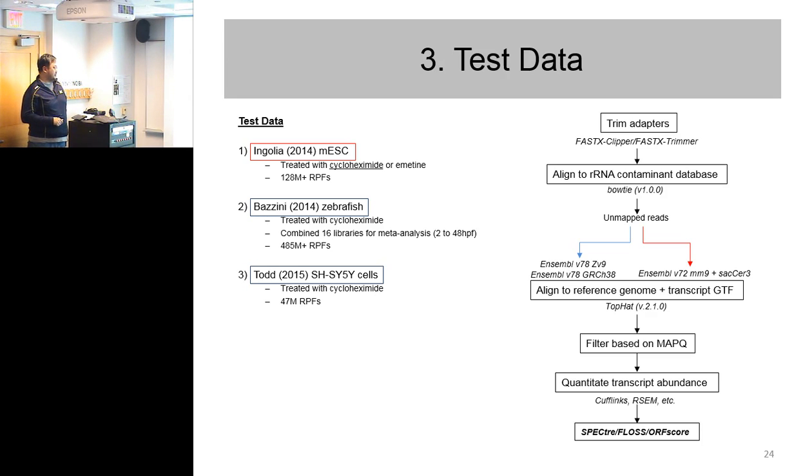And so for their meta-analysis, which I copied for this test, they combined all 16 of their ribosome profiling libraries into one. This amounted to almost 500 million reads. And then our collaborators, as part of a ramp-up test for a larger project, did a test library in SY5Y neuroblastoma cells.